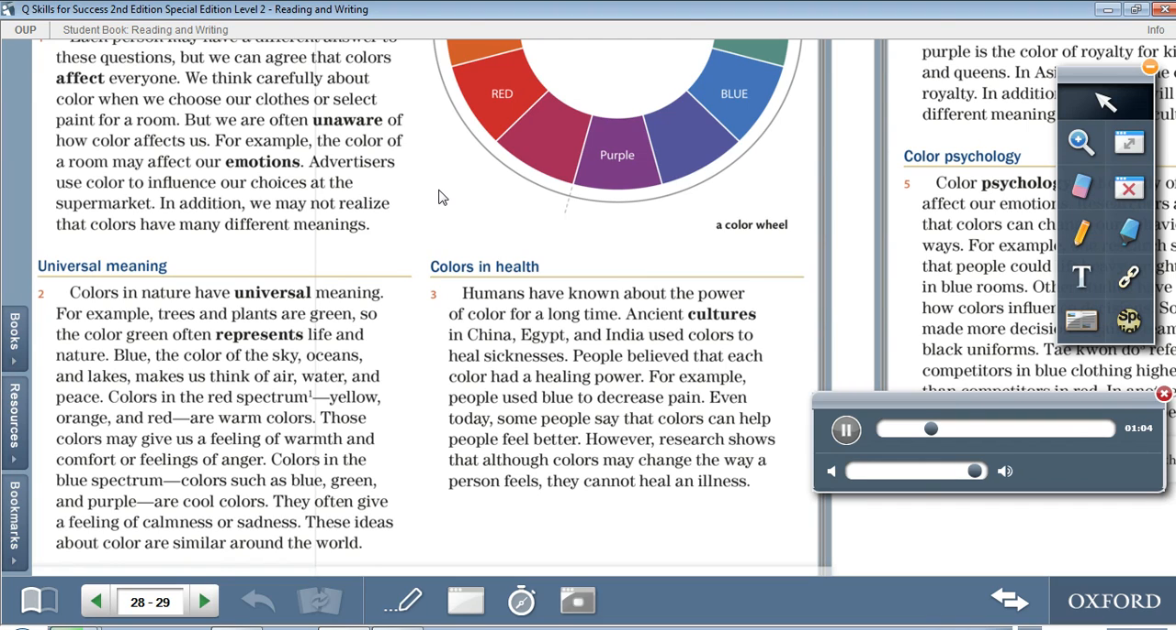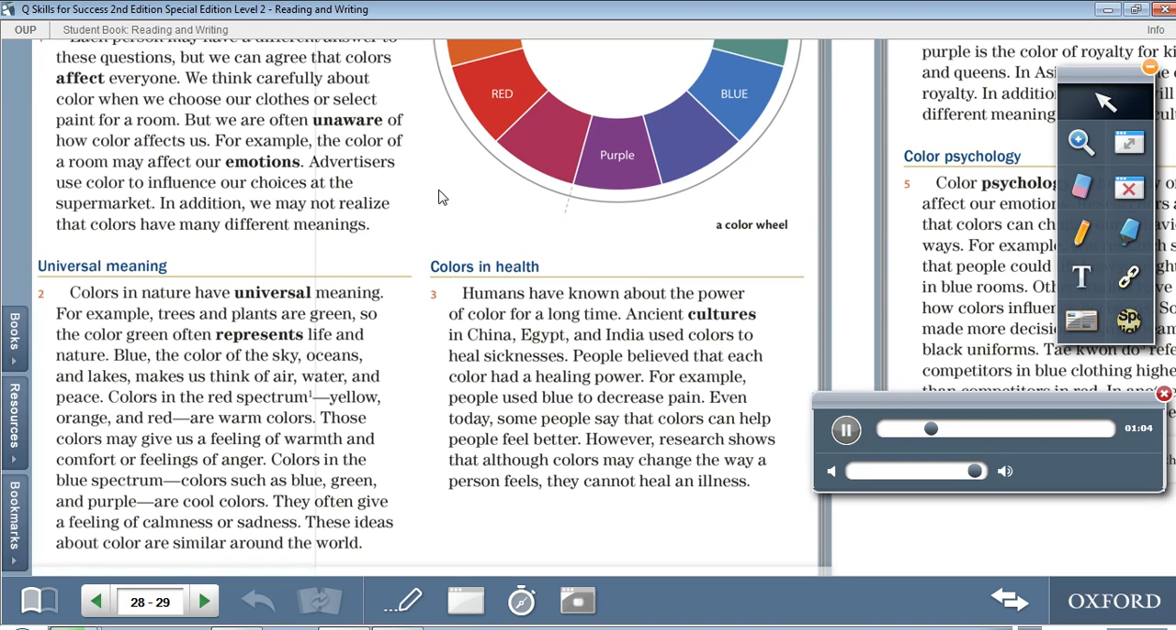Colors in the blue spectrum, colors such as blue, green, and purple, are cool colors. They often give a feeling of calmness or sadness. These ideas about color are similar around the world. Colors in health. Humans have known about the power of color for a long time. Ancient cultures in China, Egypt, and India used colors to heal sicknesses.